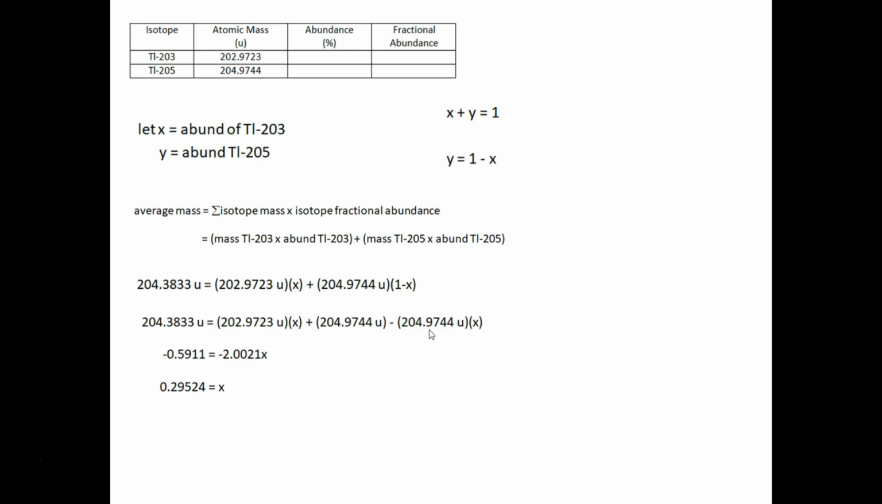Now we'll just distribute the 1 minus X, gather like terms, and we can solve for our value of X. Once we know our value of X, we can substitute it back into our equation telling us our relationship between our variables to solve for the unknown. And now that we know our X and Y values, we can put them back into a percentage.